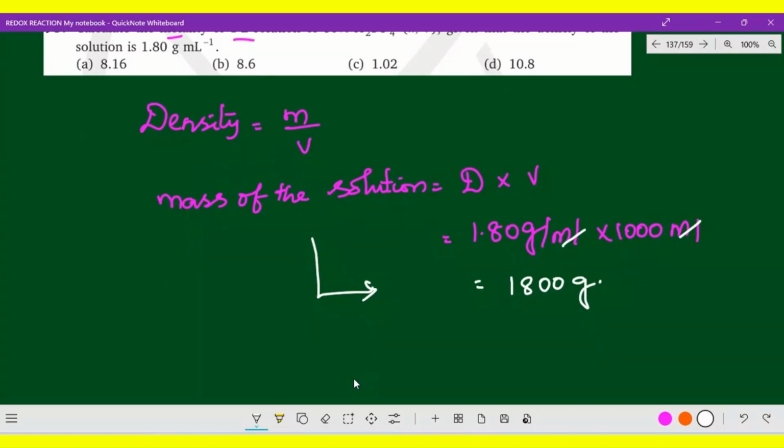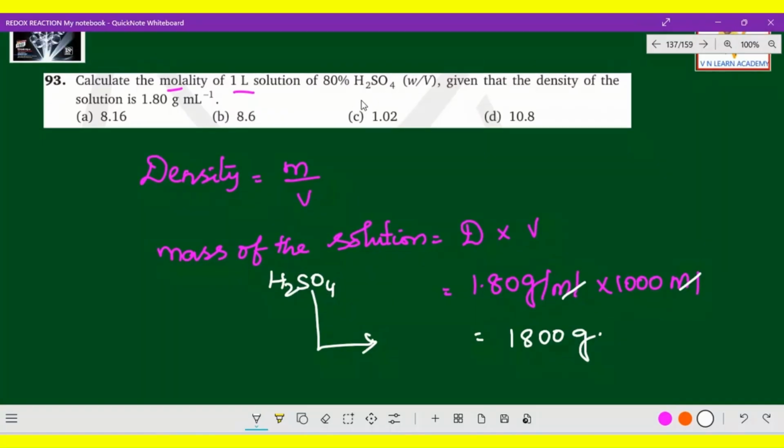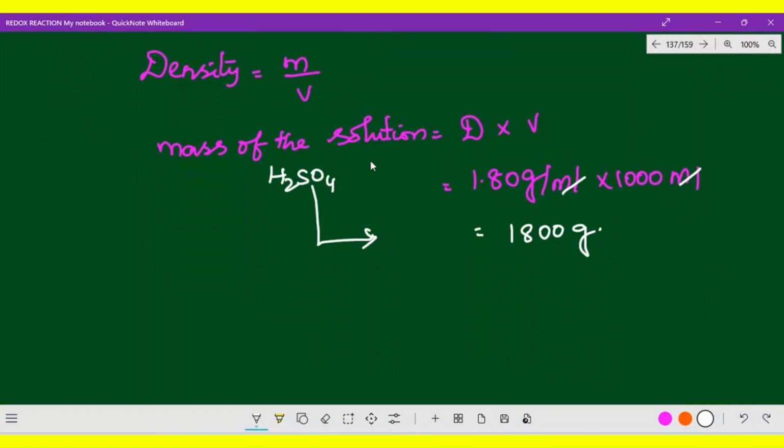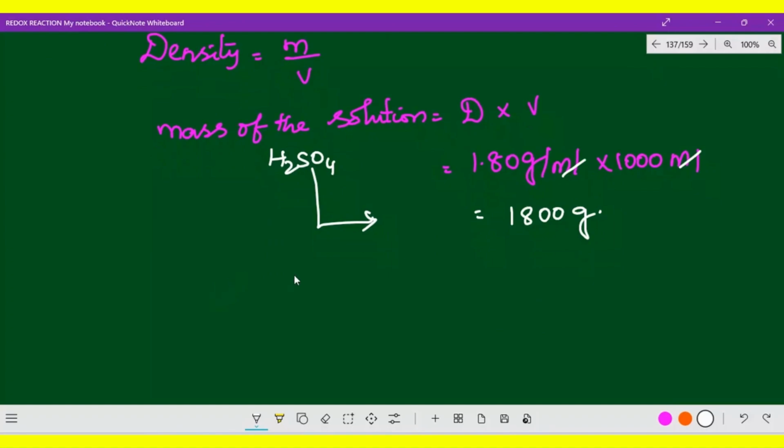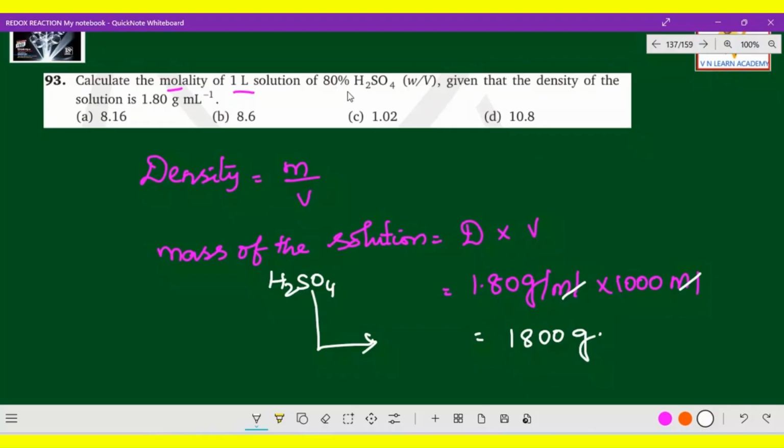So the mass of the solution, in the sense of what we are bringing at that point, is the mass of the H2SO4 solution only. Here they have mentioned H2SO4 only, right? Now the next one: they are asking for molality. So we have to find out the mass of the solvent and the mass of the solute. Let us identify the mass of the solute, because they have given the percentage. Here they mention 80%.